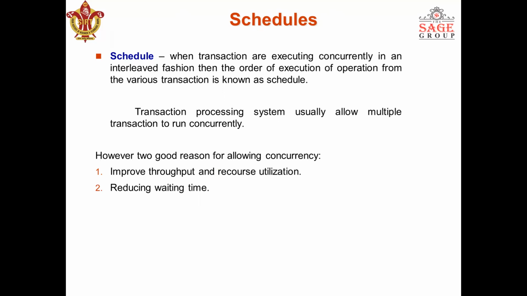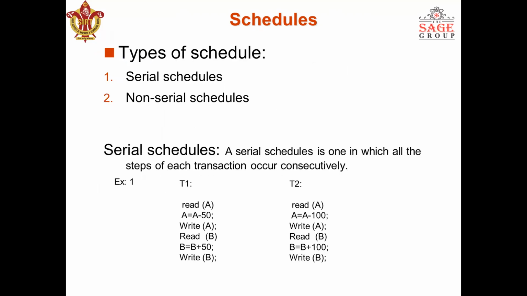The transaction processing system usually allows multiple transactions to run concurrently in the system. However, there are two good reasons for allowing concurrency. First one, improve the throughput and resource utilization of a system. Second one is reducing the waiting time. If we talk about the types of schedule, there are two types of schedule, serial schedule and non-serial schedule.